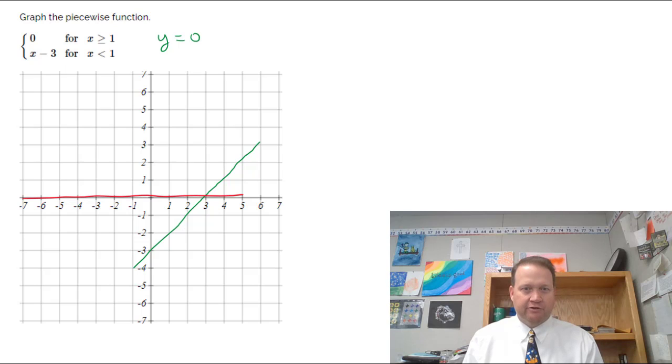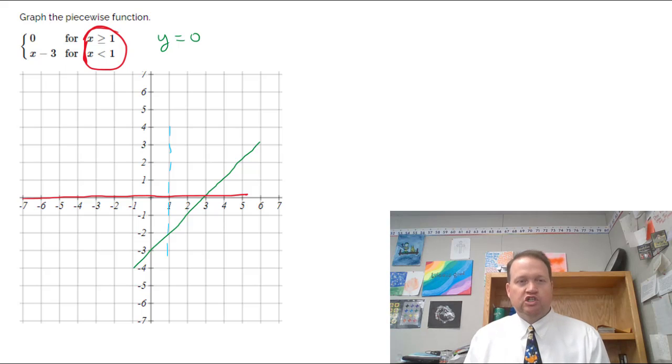But the lines have boundaries, and the boundary is right here. The boundary is at x is 1. So I'm going to put a dashed line at x is 1. This is where the function switches. So at 1, we change rules. And it's important then to decide which one is a dot and which one's a circle. I can see that this one is greater than or equal to 1, so that's going to be a solid dot. And it's going to be a dot on the 1 when this equation is happening, y is 0.